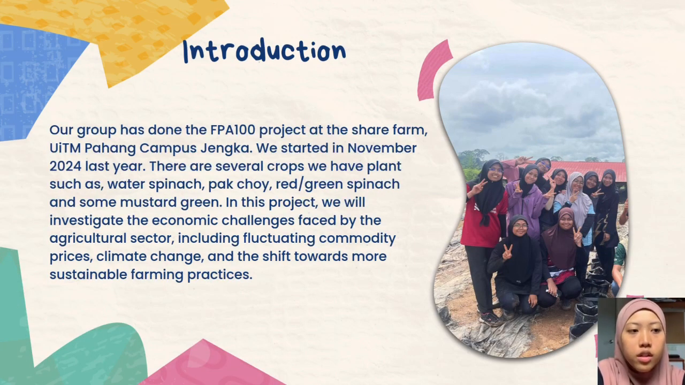So our group has done the FPA 100 project at the Chef Farm, UiTM Pahang Campus Jengka. We started in November 2024 last year. There are several crops we have planted such as water spinach, pak choy, red and green spinach, and some mustard green. In this project, we will investigate the economic challenges faced by the agriculture sector, including fluctuating commodity prices, climate change, and the shift towards more sustainable farming practice.